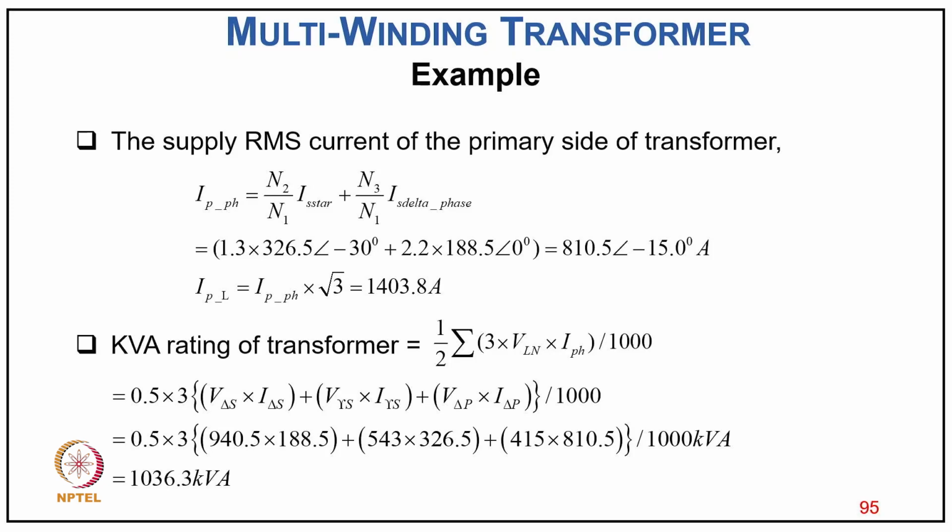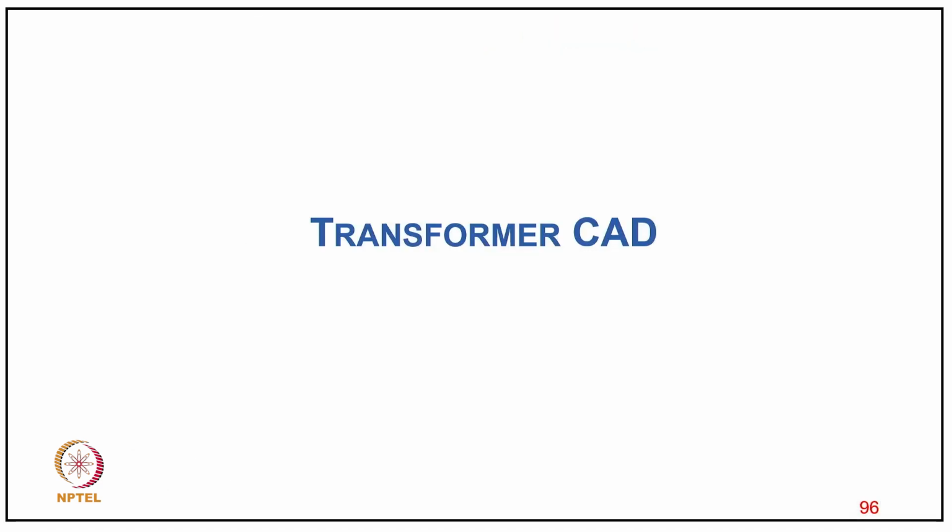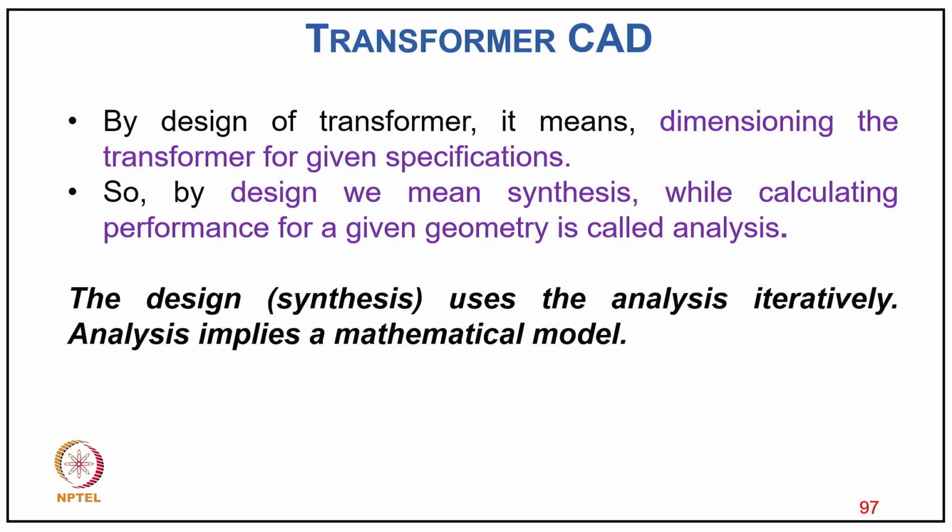So putting in the values, it comes to 810.5 at an angle of minus 15 degree, and IL primary is root 3 times that, 1403.8 ampere. So the kVA rating is half the summation of 3 into VL and I phase by 3. Putting in all the values, it comes to 1036.3 kVA. Now coming to the computer design of the transformer.